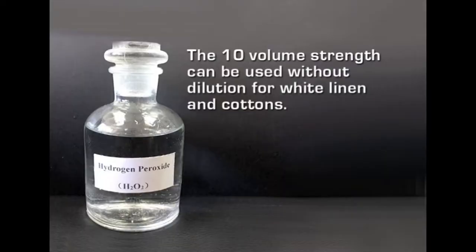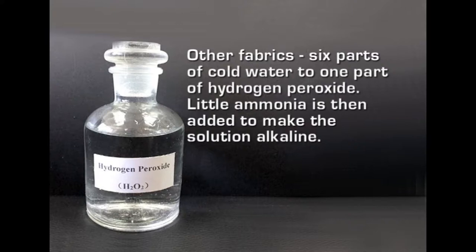The 10 volume strength can be used without dilution for white linen and cottons, but for other fabrics, it should be diluted by adding 6 parts of cold water to 1 part of hydrogen peroxide. A little ammonia is then added to make the solution alkaline.